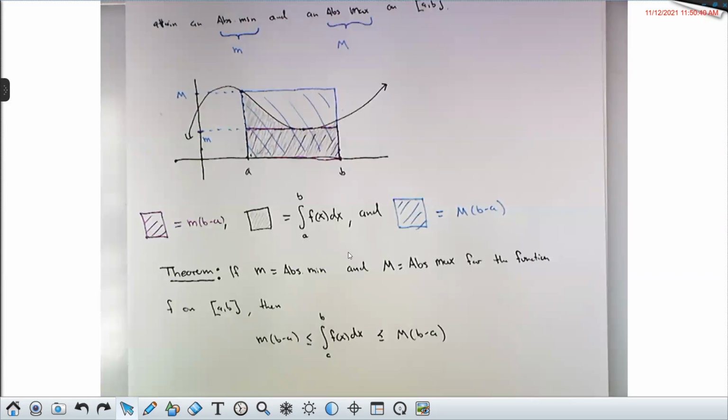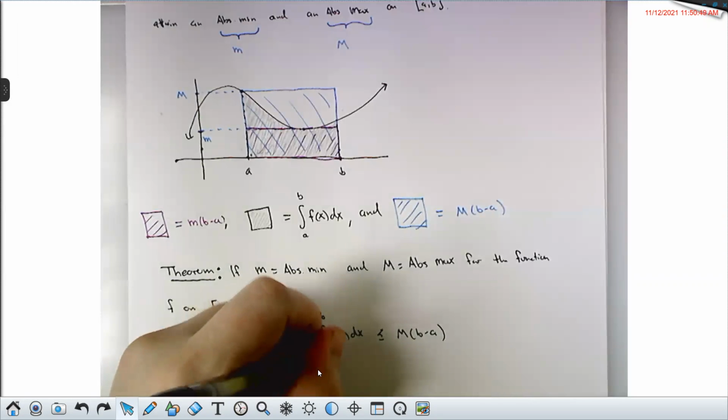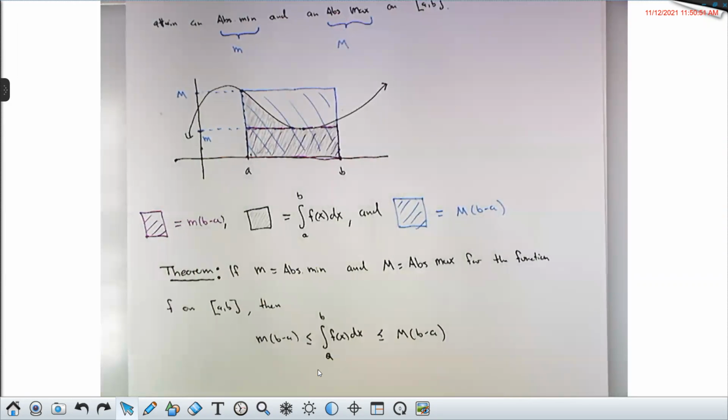Just clarifying, the one in the middle of the inequality, that's an a at the bottom of it, yeah? Yeah. Yep. Okay. The integral from a to b. Thanks.